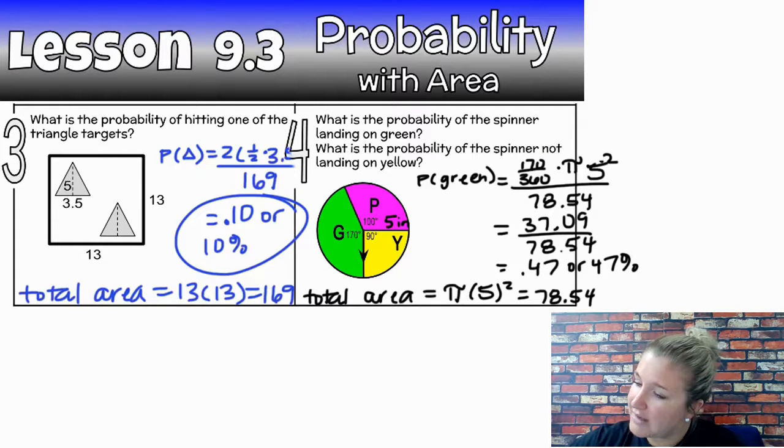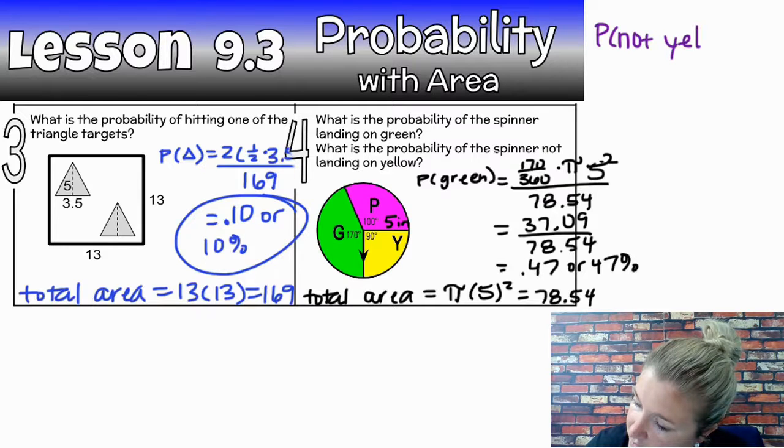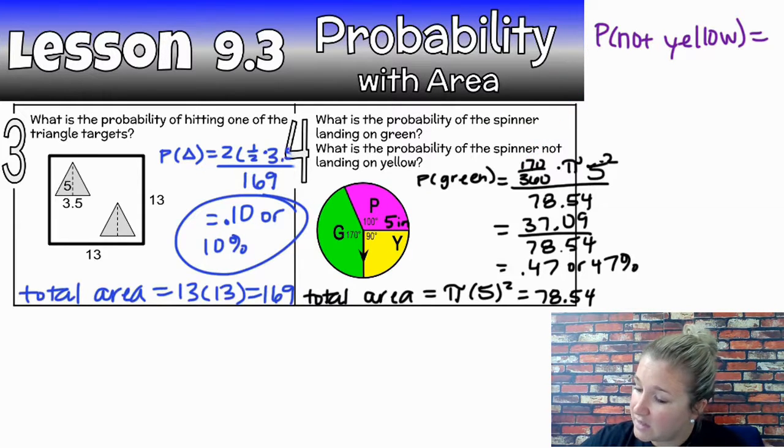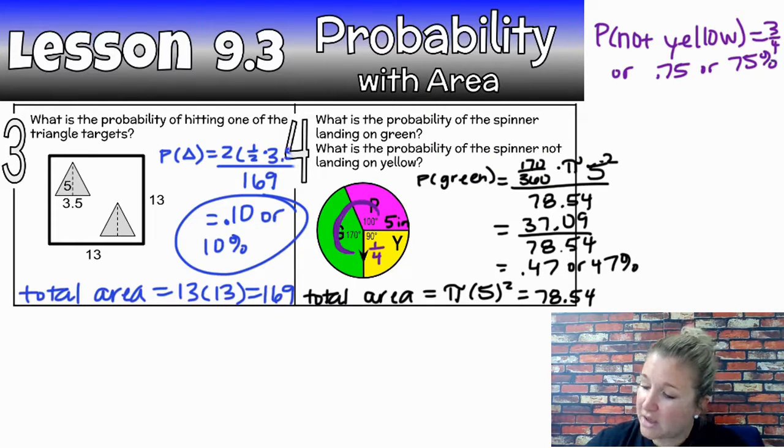Now let's look at the probability of not landing on yellow. What you'll notice is that the yellow is 1/4. And how do I know it's a fourth? Because it's 90 degrees. So 90, 180, 270, and then 360, all 90 degrees. So this is a 1/4. The rest of these two sectors added together would be 3/4. So the probability of not landing on yellow would be 3/4, or 0.75, 75%.